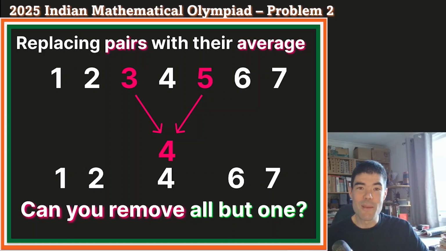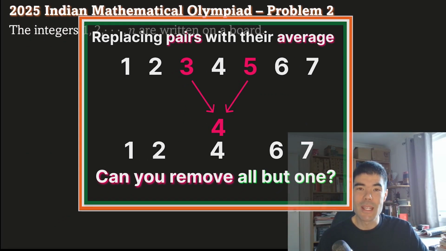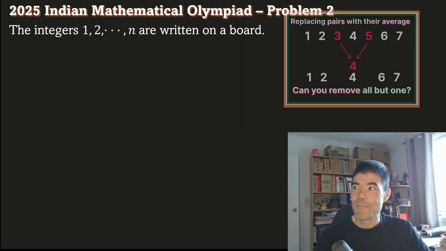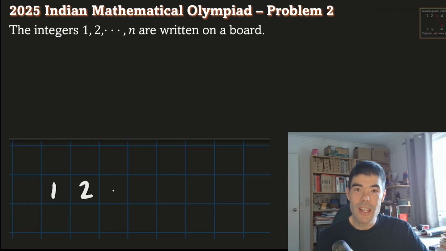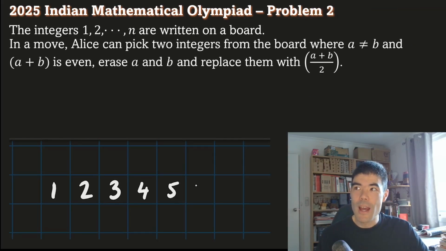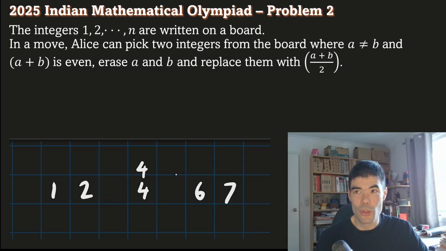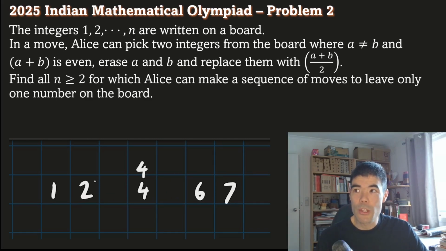Here's a really nice number theory problem from the 2025 Indian Mathematical Olympiad. The integers 1, 2, up to n are written on a board. In a move, Alice can pick two integers a and b from the board where a is not equal to b and a plus b is even, erase a and b, and replace them with (a plus b) over 2. Find all n, 2 or greater, for which Alice can make a sequence of moves to leave only one number on the board.